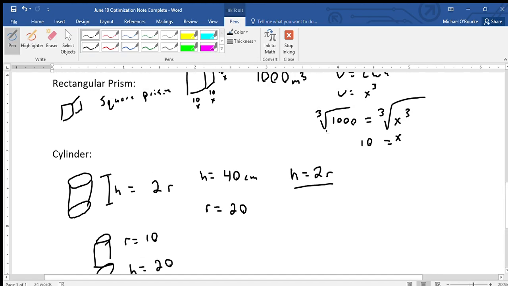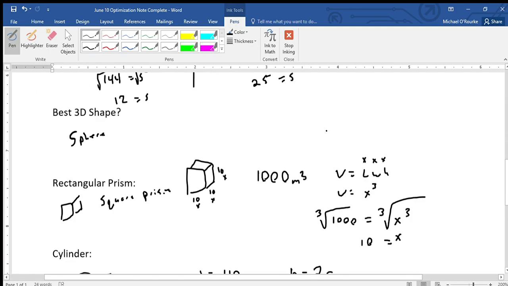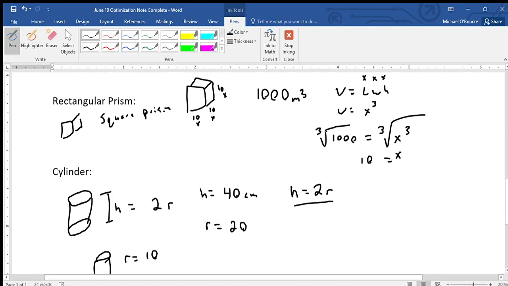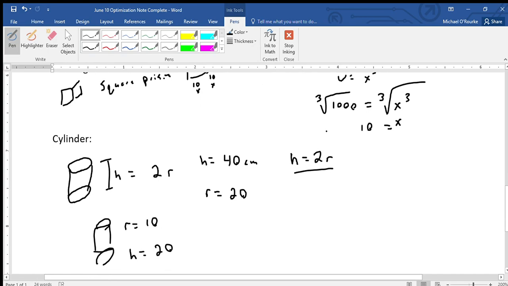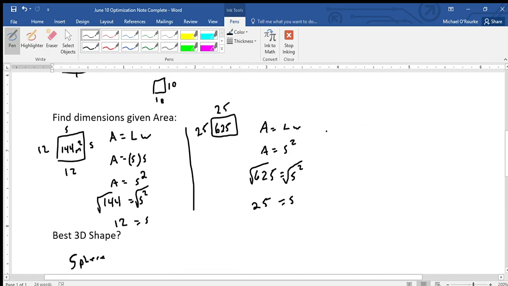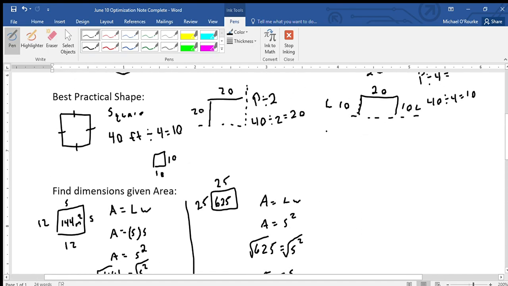So there's a quick review of optimization. It's something new, but I think we touched on rectangular and square prisms before. It might have been an extension question with some students. But there's optimization, as we've done before. Okay, you can work on your worksheet, and that is it for today.